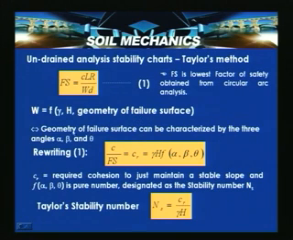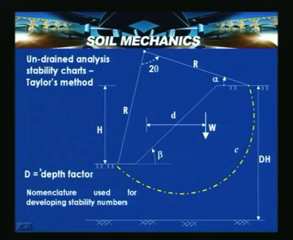So, the geometry of the failure surface can be characterized by three angles: alpha, beta, theta. Alpha, beta, theta are shown once again. So, this is alpha, beta and theta, this is this angle.